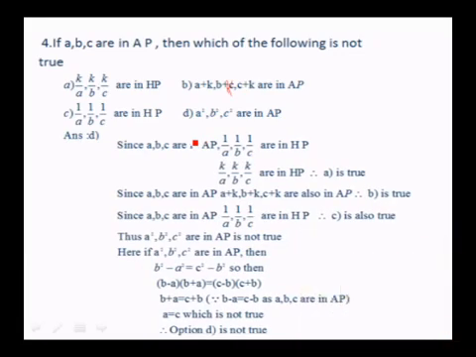since A, B, C are in AP, 1 over A, 1 over B, 1 over C are in HP, so if you multiply throughout by K, that will be again in HP, therefore A is true. If you take the second one, A plus K, B plus K, C plus K are in AP, the second one, B, is also true.